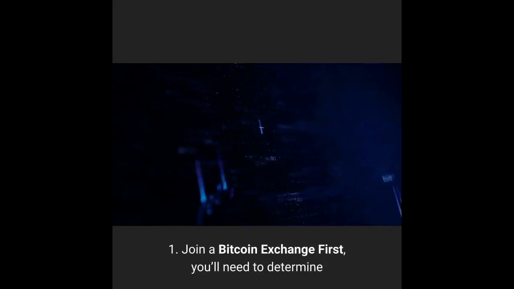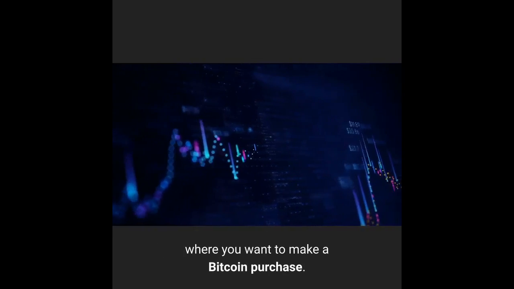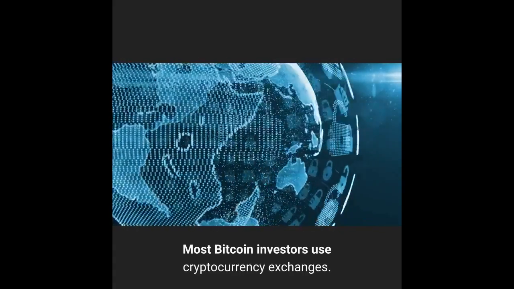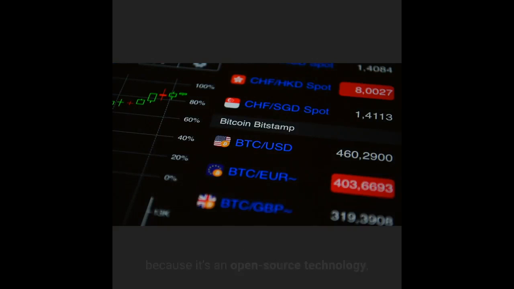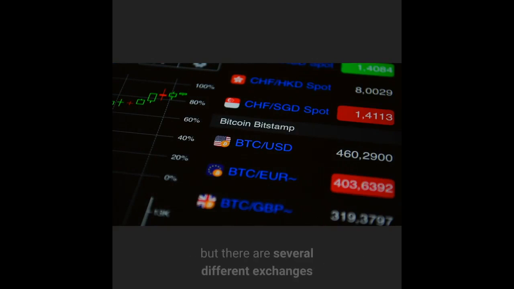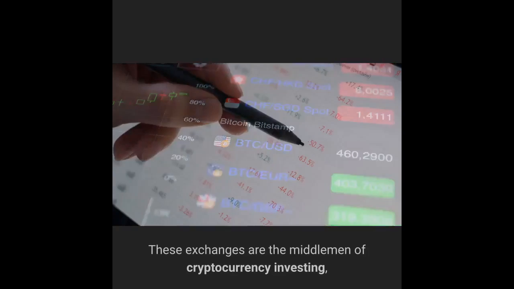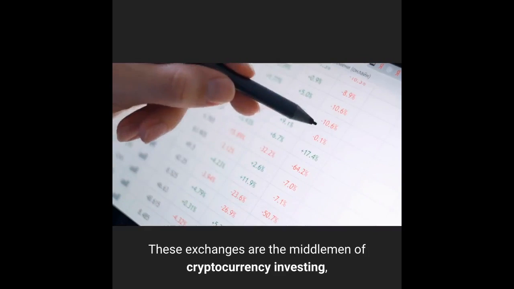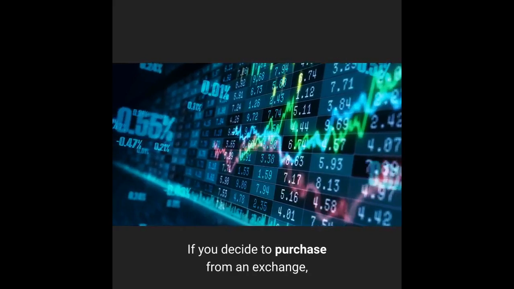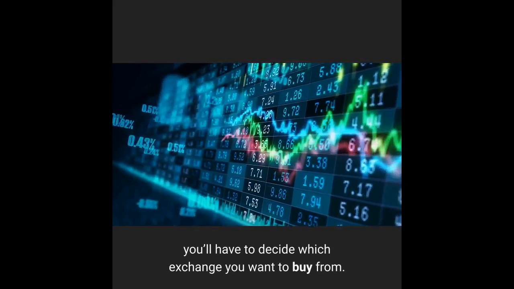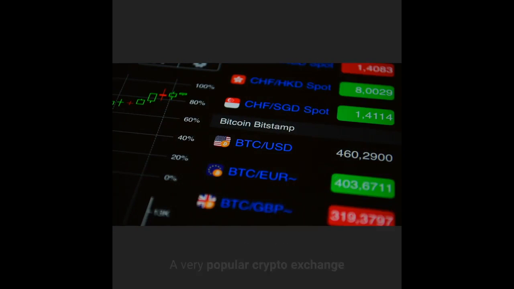1. Join a Bitcoin exchange. First, you'll need to determine where you want to make a Bitcoin purchase. Most Bitcoin investors use cryptocurrency exchanges. There's no official Bitcoin company because it's an open source technology, but there are several different exchanges that facilitate Bitcoin transactions. These exchanges are the middlemen of cryptocurrency investing, like a stock brokerage. If you decide to purchase from an exchange, you'll have to decide which exchange you want to buy from. Here are a few of the most popular options.